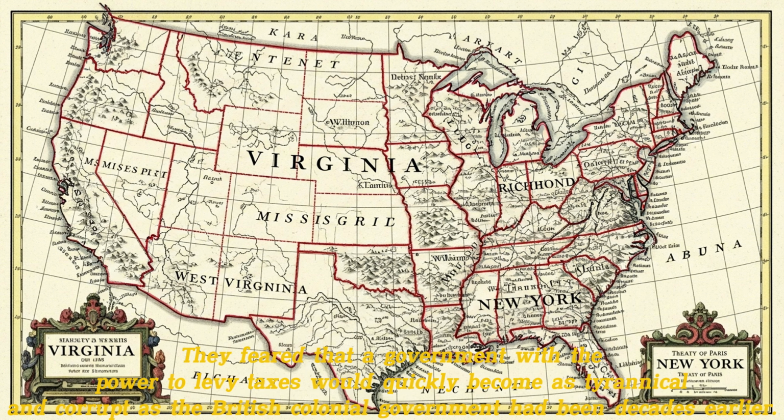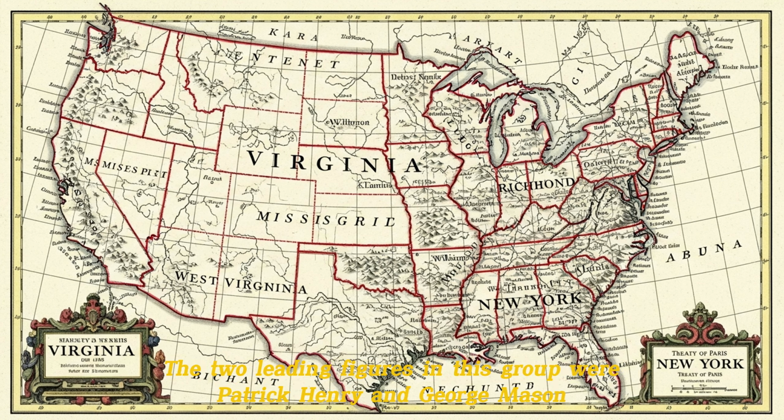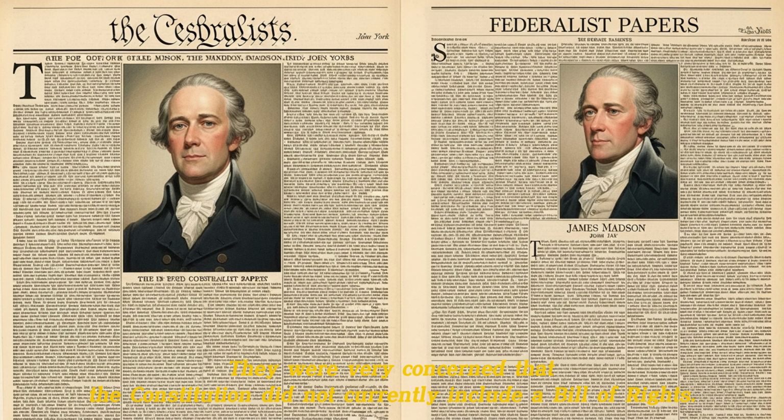They feared that a government with the power to levy taxes would quickly become as tyrannical and corrupt as the British colonial government had been decades earlier. The two leading figures in this group were Patrick Henry and George Mason. They were very concerned that the Constitution did not currently include a Bill of Rights.